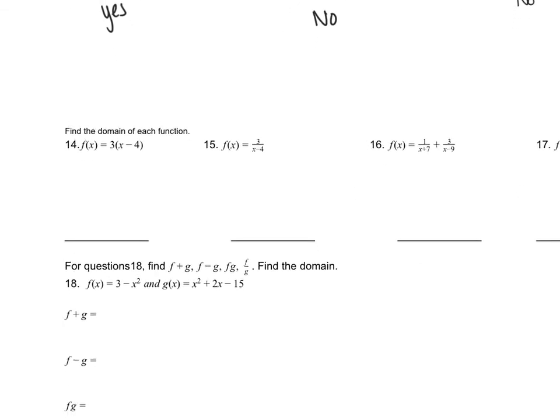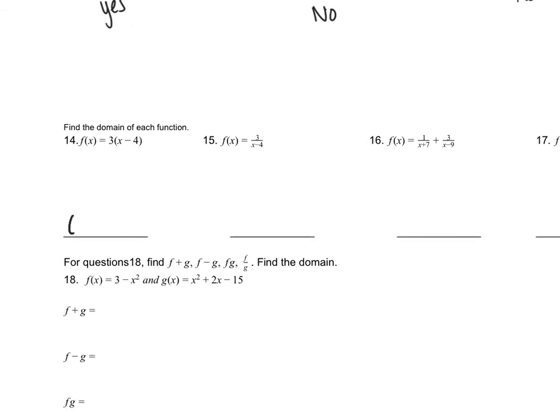All right, find the domain. Remember, the domain is -infinity to +infinity unless you have a fraction or radical. If you have a fraction, you set the bottom equal to 0 and solve. X cannot be 4. So that would be -infinity to 4 and 4 to infinity.